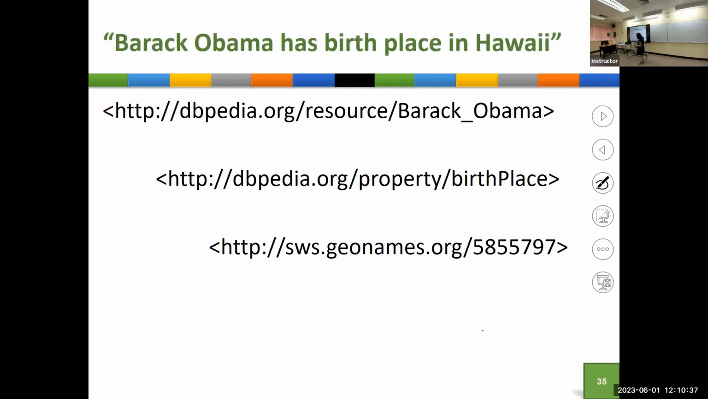Okay, we already have this. Barack Obama has a birthplace in Hawaii. So if we represent this in RDF, it must be this triple: subject, predicate, object. So it's not really human readable syntax easily, right? But it's in the machine processable form.